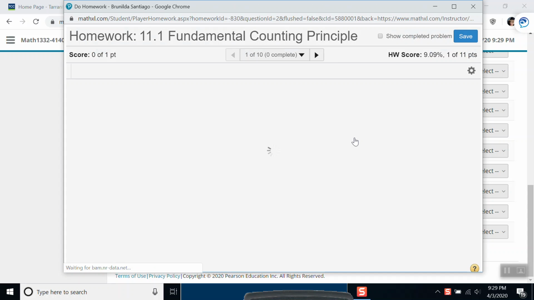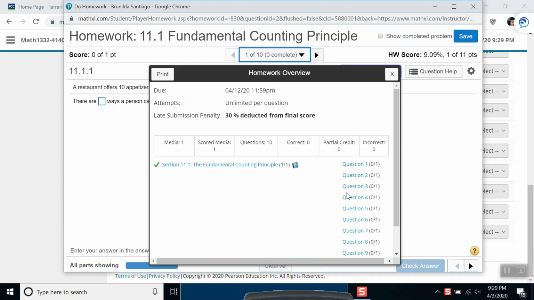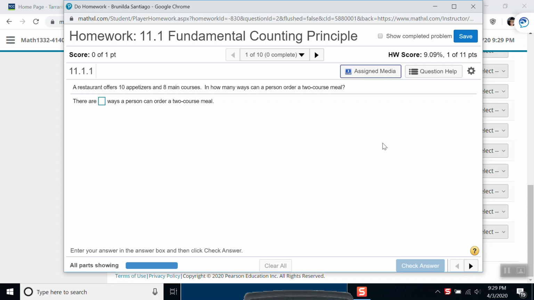So we're going to start with the homework questions. There are 10 questions in this homework, and question number 3 you do not have to complete. You can omit that question.